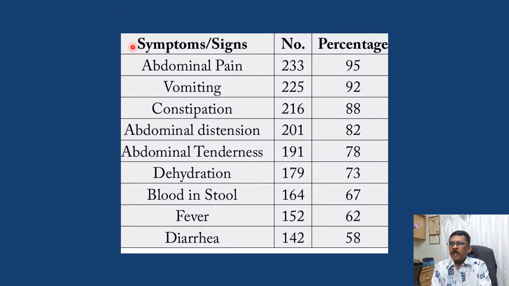Now, the incidence of the various presenting features, the frequency of occurrence, is shown in this table here. Abdominal pain, vomiting, constipation, and abdominal distension are the 4 most common presenting features. And abdominal distension with tenderness. Sometimes there may also be tenderness, but severe tenderness or generalized tenderness and guarding are severe signs that indicate the probability of strangulation and perforation.